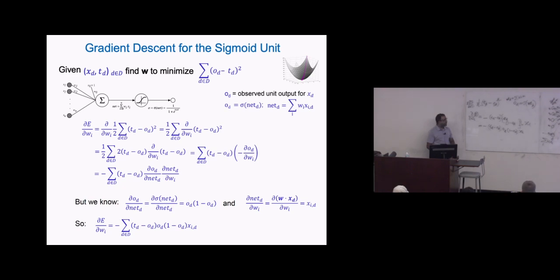When I was in my undergrad, I used to have this formula. Everybody was like, before the exam, TD minus OD, OD into 1 minus OD into xi. Okay? That's how exams are in our country. You have to memorize everything, and you have to just dump it out.